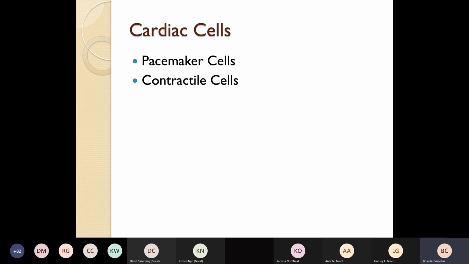So the second type of cell we look at are the contractile cells, and they make up the bulk of the myocardium. It's about 99% of it. And these cells are responsible for the actual contraction of the heart. So it's very important that you have that conduction system from the pacemakers that then trigger the contractile cells to actually cause the heart to do what we want it to do, to contract.